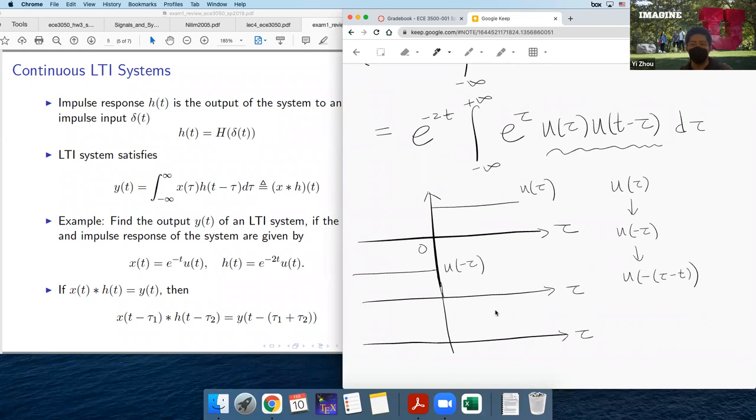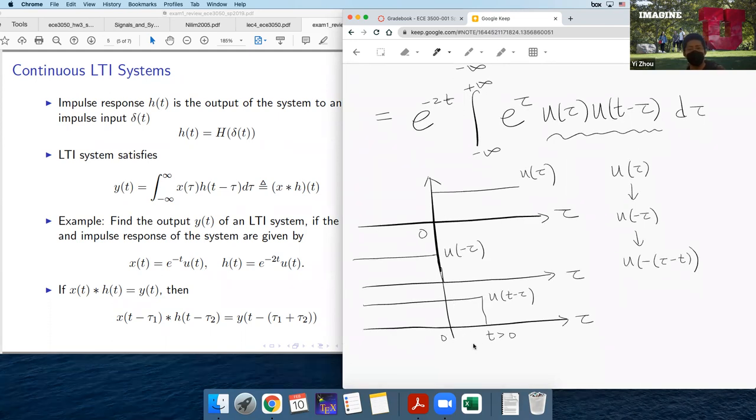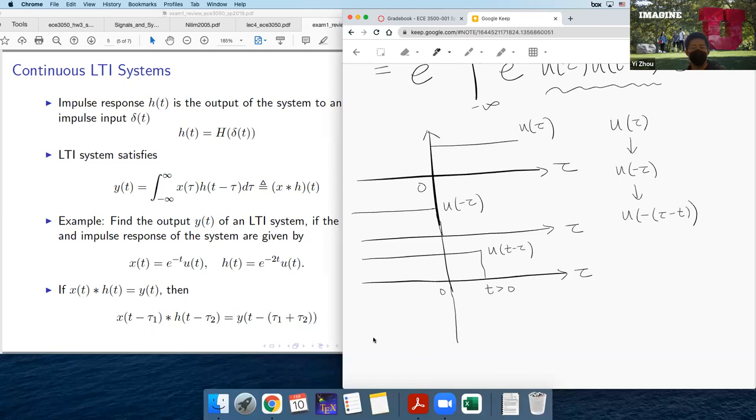And then there are two cases. If t is positive, then u(t minus tau) looks like this. We are shifting this reversed signal to the right by t units, and now t is positive, so we are shifting to the right. And in this case, u(tau) and u(t minus tau) have an overlapping area. So their product gives a window function, which is between 0 and t. So this is what we have in the class.